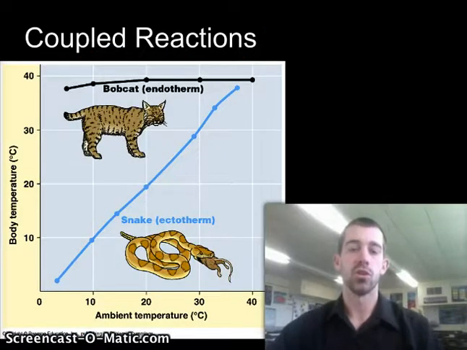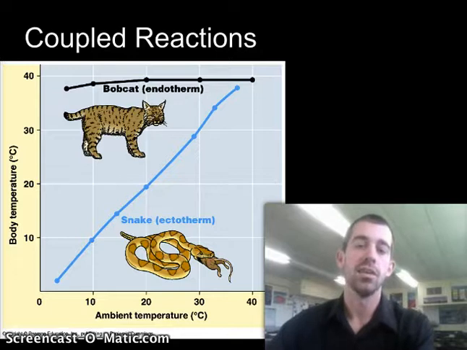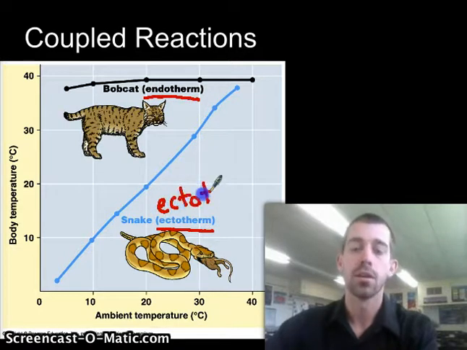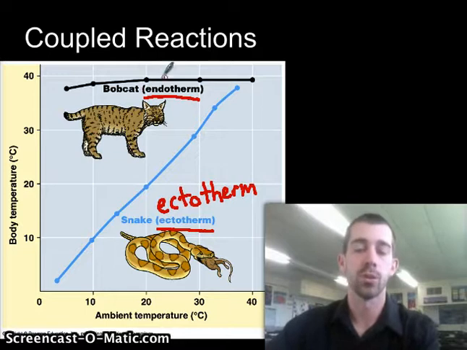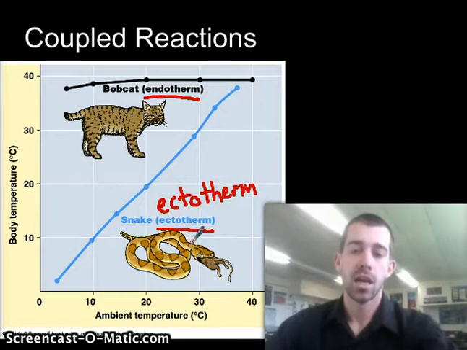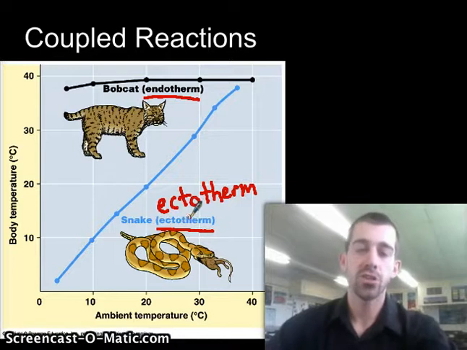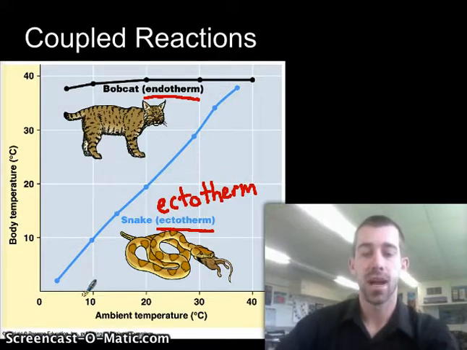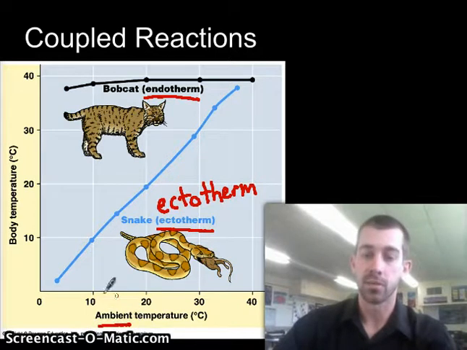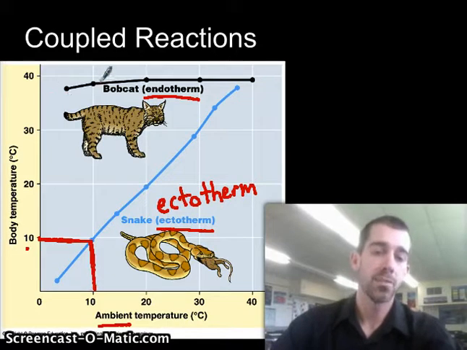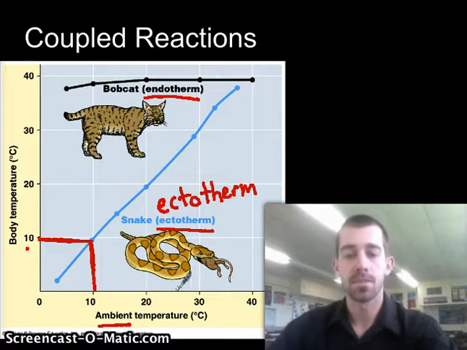Another example of living things using energy in order to accomplish a different purpose is the idea of being an endotherm versus being an ectotherm. We have other names for this. Endotherm we usually call warm-blooded, and ectotherm we usually call cold-blooded. So the difference between these is that an ectotherm does not use reactions within the body in order to create heat. So it's kind of dependent on what the temperature is, and you can see that in this graph. If the ambient temperature, the outside temperature of the environment, is low, then the body temperature of the snake is also going to be low. So 10 and 10, the body temperature is about the same as the ambient temperature. Whereas the bobcat keeps about the same body temperature no matter what the ambient temperature is.